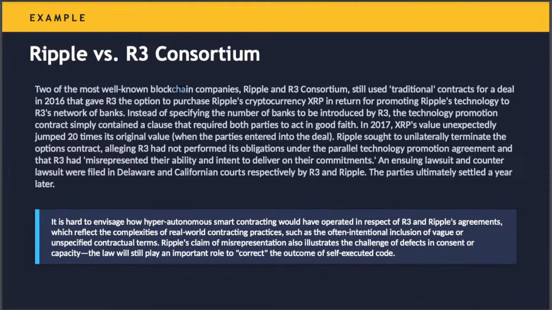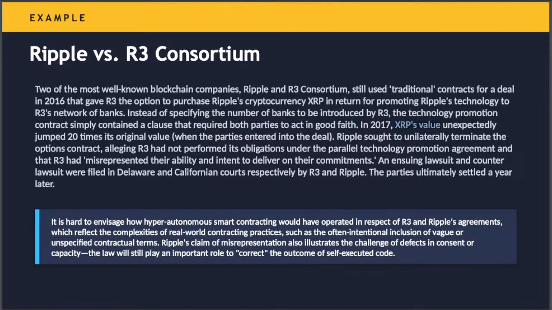Now let's look at Ripple versus R3 Consortium. Two of the most well-known blockchain companies, Ripple and R3 Consortium, still use traditional contracts for a deal in 2016 that gave R3 the option, we talk about option contracts, to purchase Ripple's cryptocurrency XRP in return for promoting Ripple's technology to R3's network of banks. Instead of specifying the number of banks to be introduced by R3, the technology promotion contract simply contained a clause that required both parties to act in good faith.